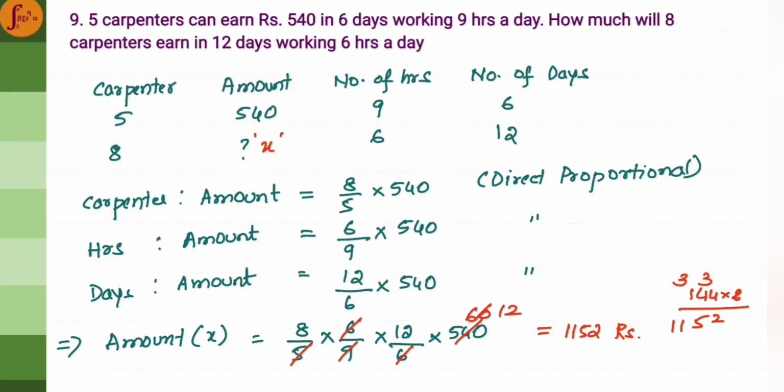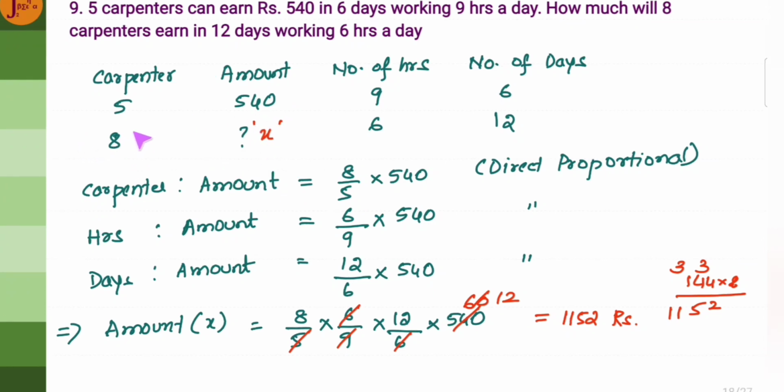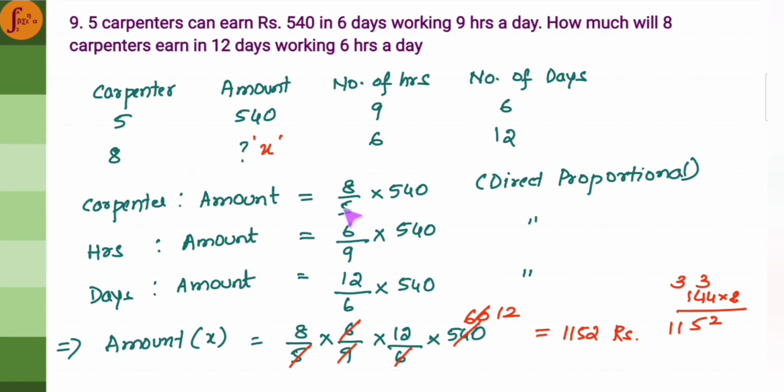So carpenter is to amount. 5 carpenters, 540. So 8 carpenters, obviously the earning is going to be more. If you increase the number of carpenters, the amount also is going to increase. So it's directly proportional. So you get 8 by 5 into 540.